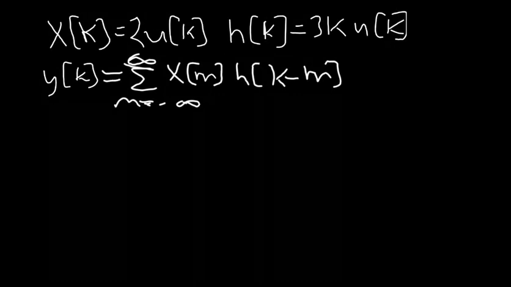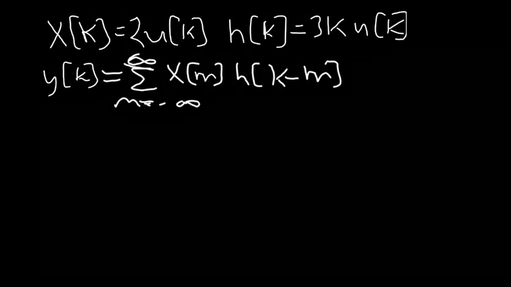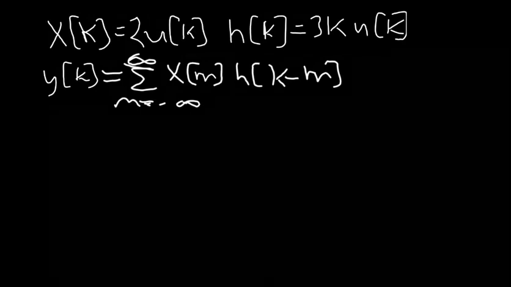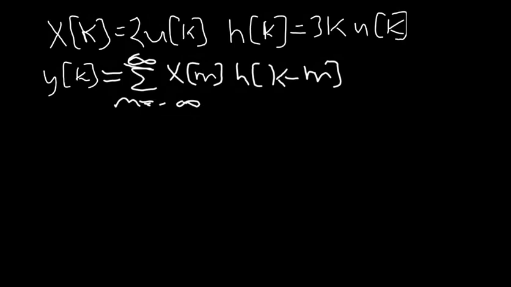Hello, today we're going to be covering the convolution sum. As you can see, we have the formulas x of k equals 2 u sub k and h of k equals 3k u sub k. We're going to do the convolution sum of those to get y sub k. This is what you use for discrete convolution.